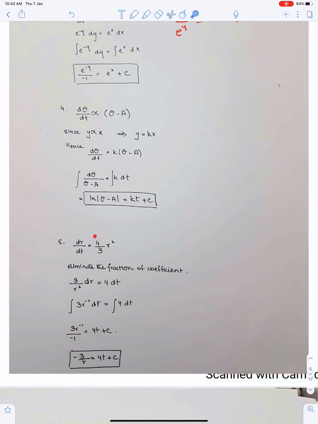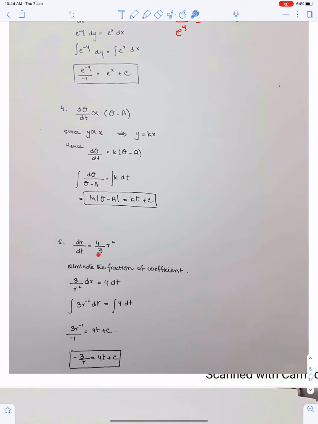Over here, we have a fraction. Make sure when you do separable, you need to eliminate the fraction of coefficients. So we need to bring this 3 on the left hand side so that we can eliminate this fraction to make the integration simple. So remember, always eliminate the fraction of coefficient so that you can integrate the things easily.